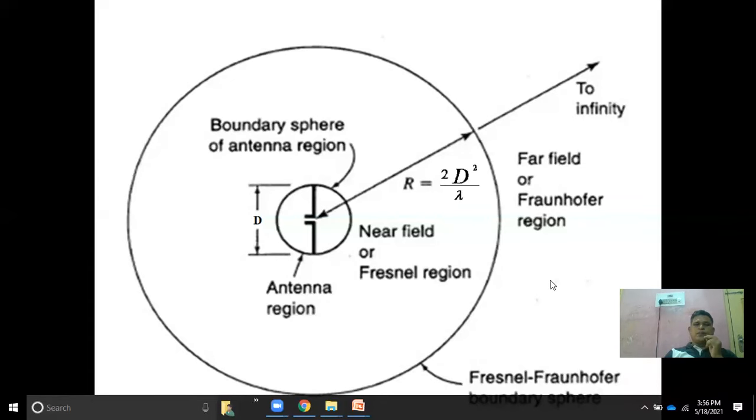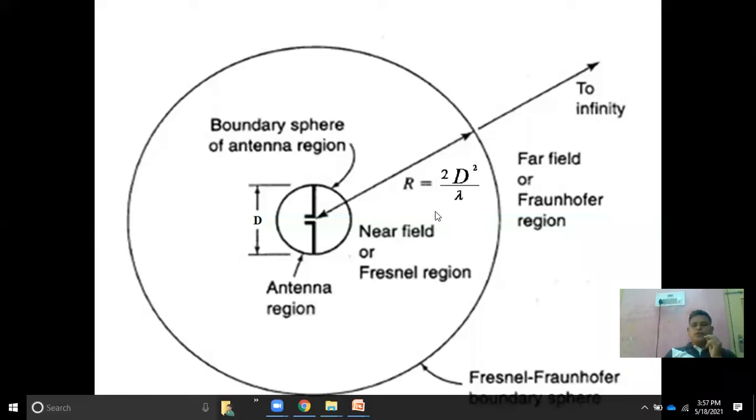These are the antenna field zones surrounding the antenna. One is near field or Fresnel field. You have to remember these two terms. The other one is far field or Fraunhofer region.